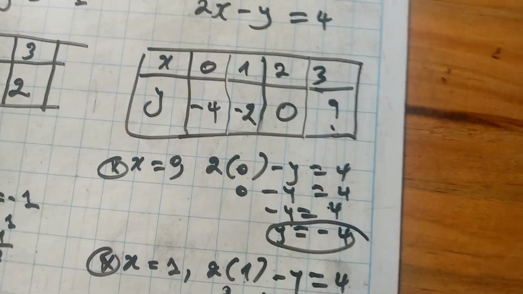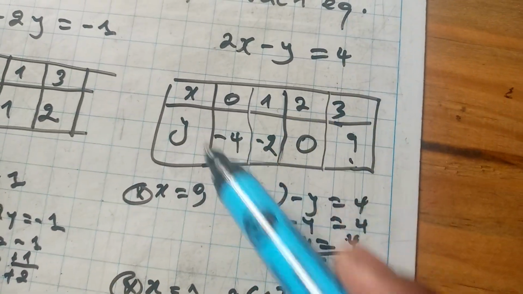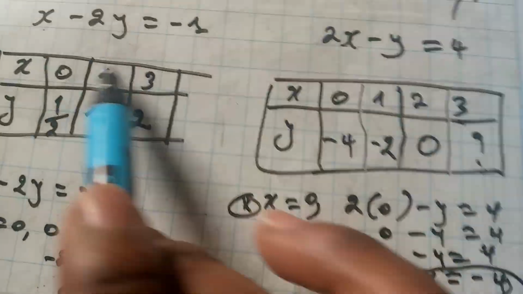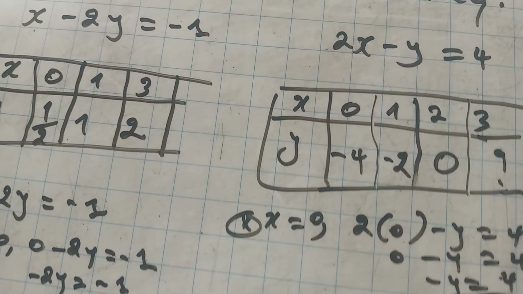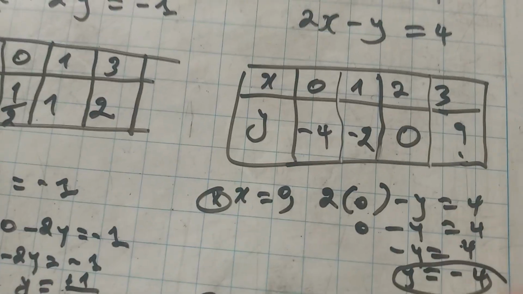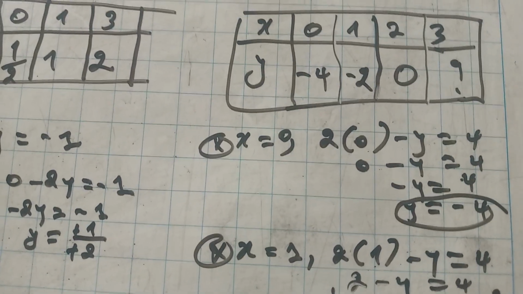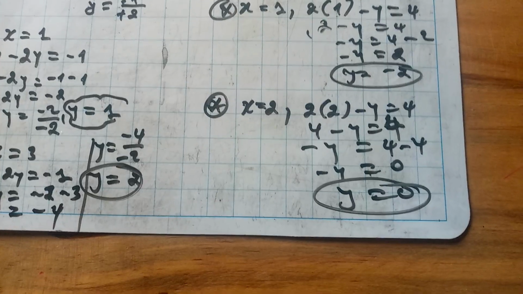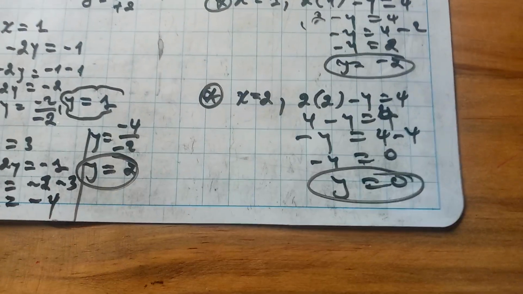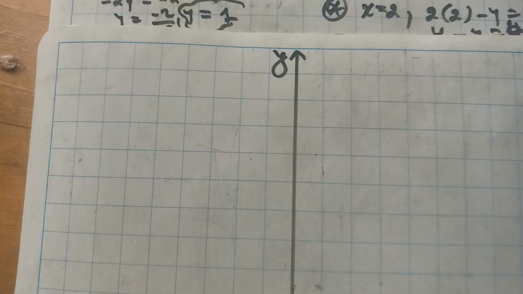You can find the point yourself. So I'm going to use only those 3 points here to draw the graph of these simultaneous equations. So let us draw the graph of this one. Here we have a graph that we need to draw.